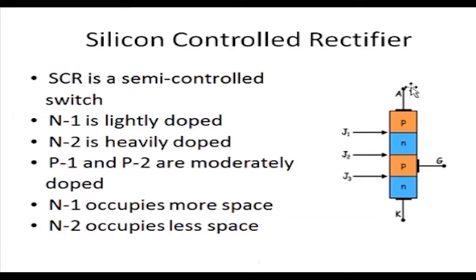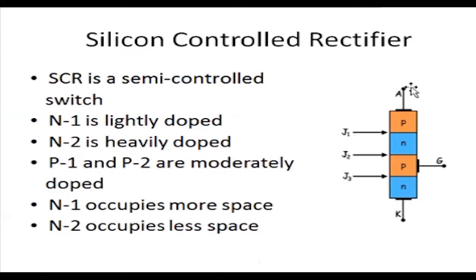In the case of reverse bias condition, J1 and J3 are reverse biased whereas J2 is forward biased. And here, as I said, P2 and N2 are heavily doped. Since they are heavily doped, what do we mean by doping? Adding holes and electrons.